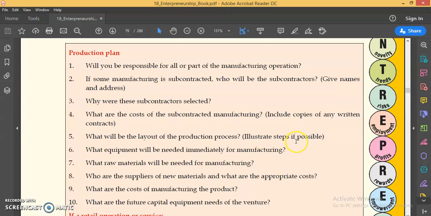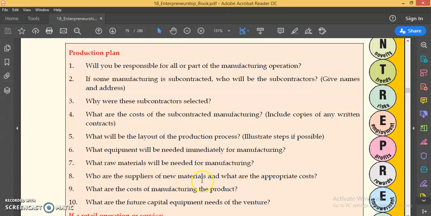Okay, step by step you should mention. Each product that you're manufacturing has steps. If it is tea, you bring the leaves, you dry them, and then it goes through different stages, isn't it? Likewise, what are the different stages you're going to take up? What equipment will be needed immediately for manufacturing? What raw material will be needed?